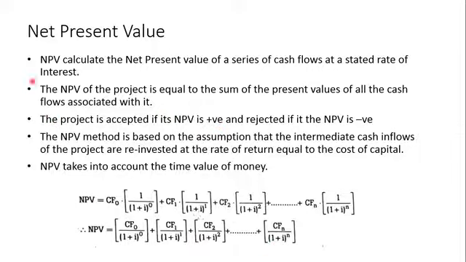The project is accepted if the NPV value is positive. If the calculation comes out positive, we can accept the project, and if the calculation comes out negative, the NPV is negative, which means the project is rejected. The NPV method is based on the assumption that the intermediate cash flows of the project are reinvested at a rate of return equal to the cost of capital.